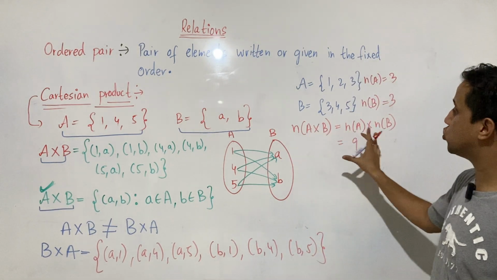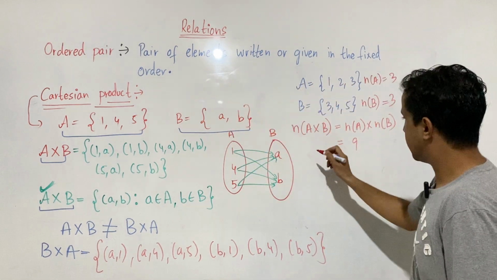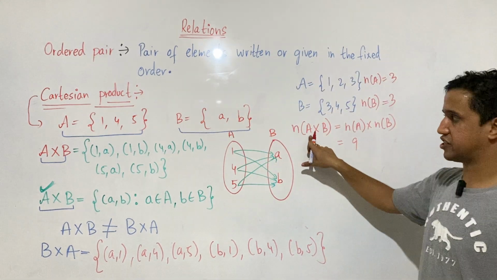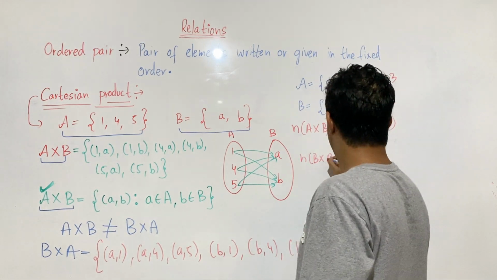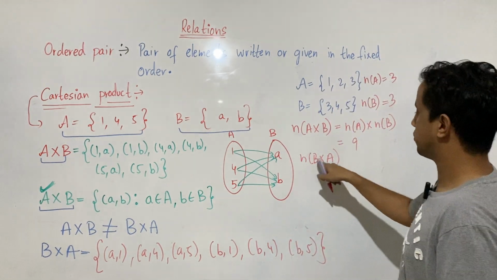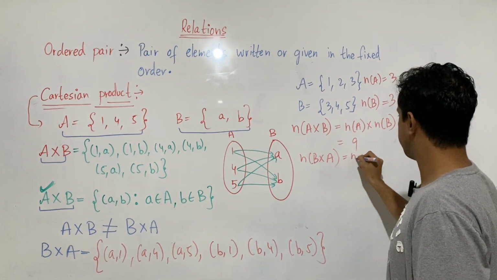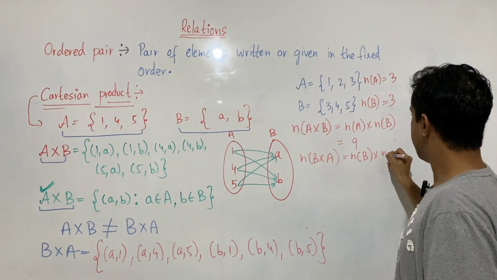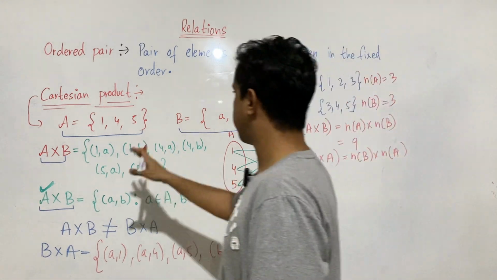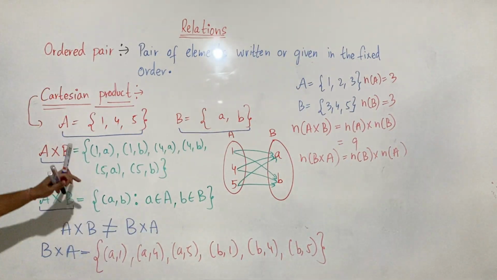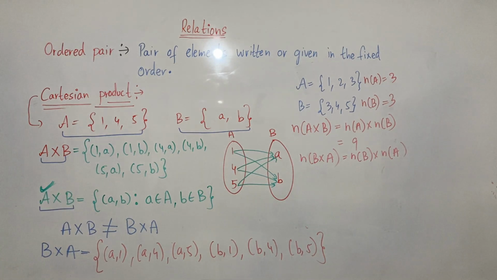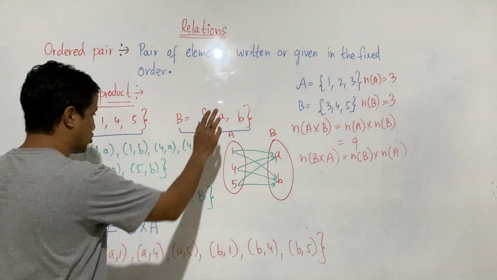Understand? You can use the same formula here. Again, same for B cross A. Why? Because the number of elements in B Cartesian product A is going to be NB multiplied by NA. Okay, so let's apply this here. We have 3 elements here and 2 elements here. So the number of elements in the Cartesian product A cross B is going to be 3 times 2, which is 6.